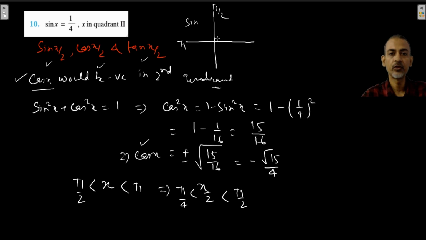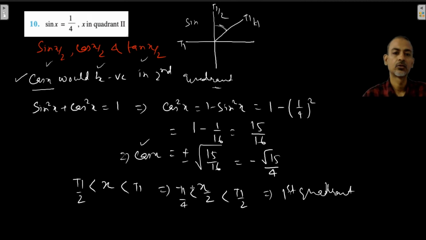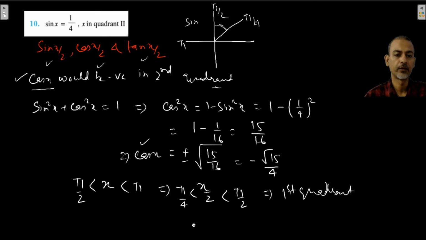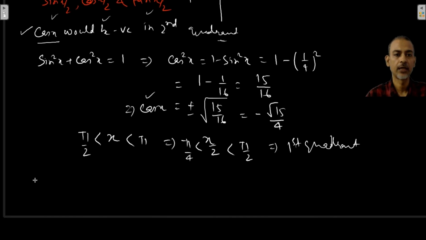So pi by 4 to pi by 2, where will that be? This is pi by 4, this is pi by 2, so it's somewhere here. It's going to be the first quadrant, right? In the first quadrant, everything is positive. So we don't have to worry, sin x by 2, cos x by 2, tan x by 2, all of that will be positive. So let's start with the first one.